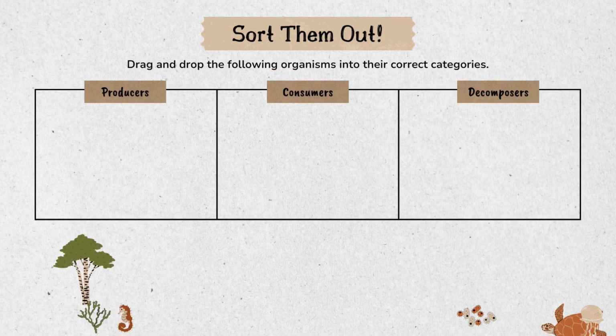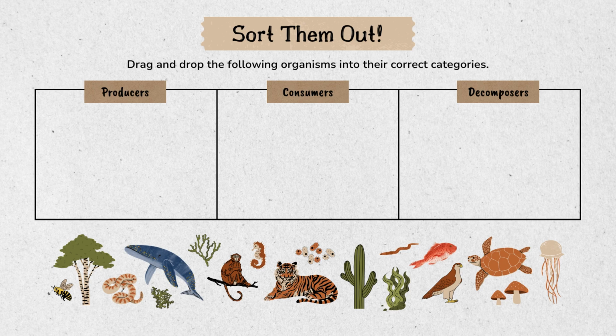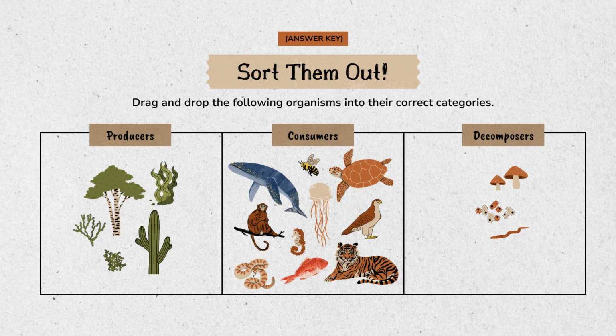There's more. Well, here's something we all love. Sort them out time. You will drag and drop the following organisms into their correct categories. The categories are producers, consumers, and decomposers. And here are the answers.